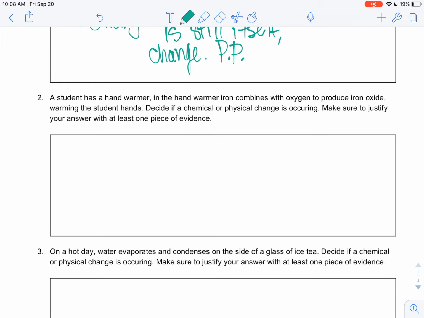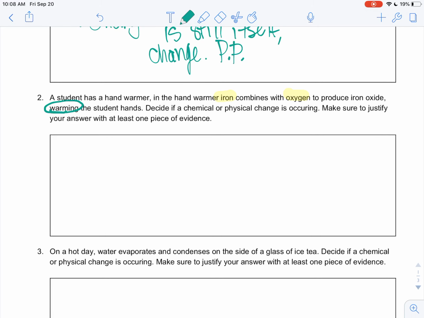So number 2 really tripped a lot of students up. A student has a hand warmer, and the hand warmer combines iron with oxygen to produce iron oxide. A lot of you wanted to tell me that oxygen was produced. It wasn't. It starts the reaction, so it can't be made if it's in the beginning. Warming a student's hand. Decide if this is a chemical change or a physical change. Warming the student's hand is the big thing.